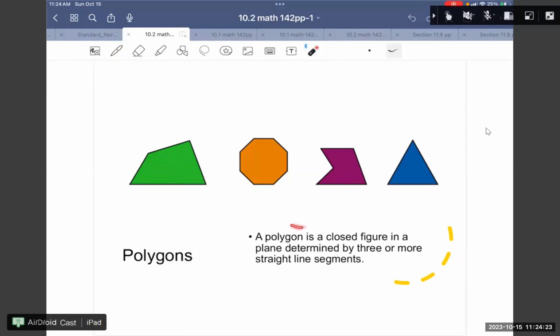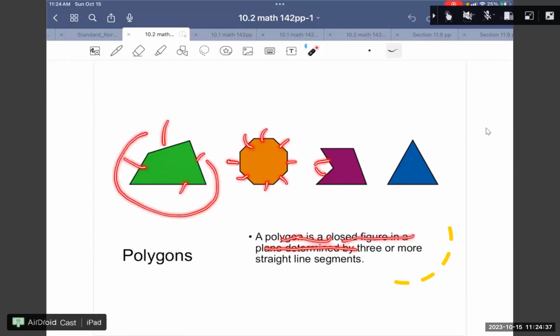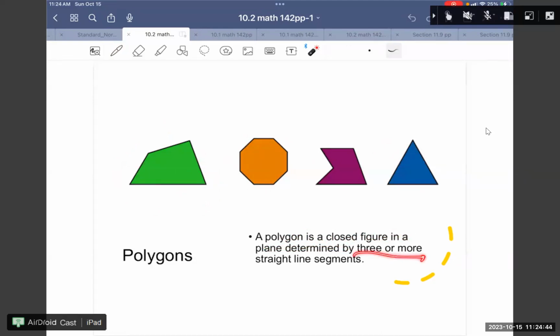A polygon is a closed figure in the plane determined by three or more straight line segments. This one has 4 lines, this one has 8 lines, and this one has 5 lines or 3 lines, because it says three or more straight line segments.